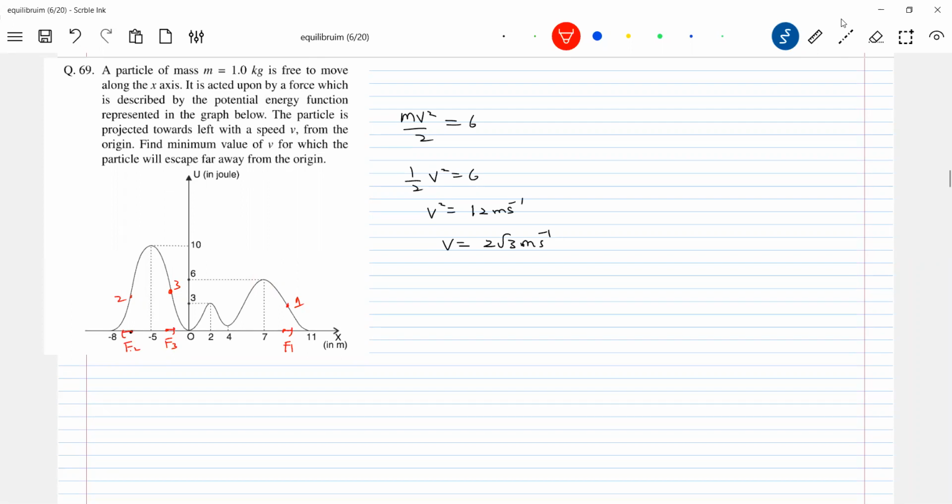Now look at this, the arrow should be towards left here. If I project with a kinetic energy just greater than 10 joules, it will cross this point. Afterwards the force will act towards left and the body will move away. If I project with 6 joules towards right, it will reach this point, and here the force will be acting towards right, so it will move away. Since he asked minimum, shall I write mv square by 2 equal to 10 or equal to 6? I'll write 6.